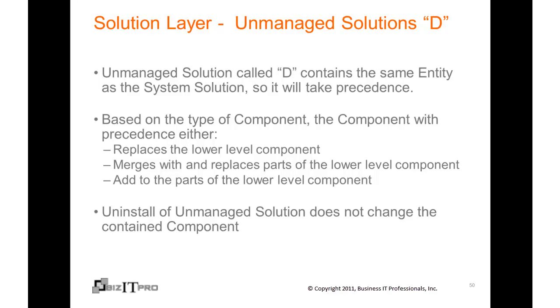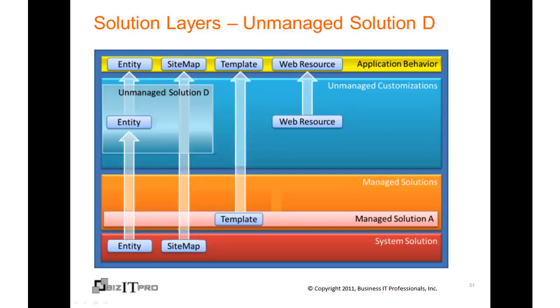An uninstall of an unmanaged solution does not change any of the contained components. It just gets rid of the container. In our diagram, we've now added Unmanaged Solution D. It has the same entity in it as one of the system solution entities. So the customizations made to this entity will now take precedence over the system solution, and therefore the entity view that we will see in application behavior will be based upon whatever changes were included in Unmanaged Solution D.